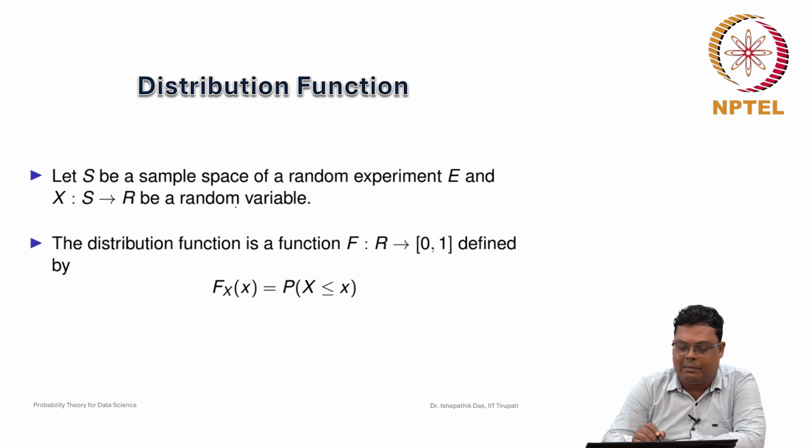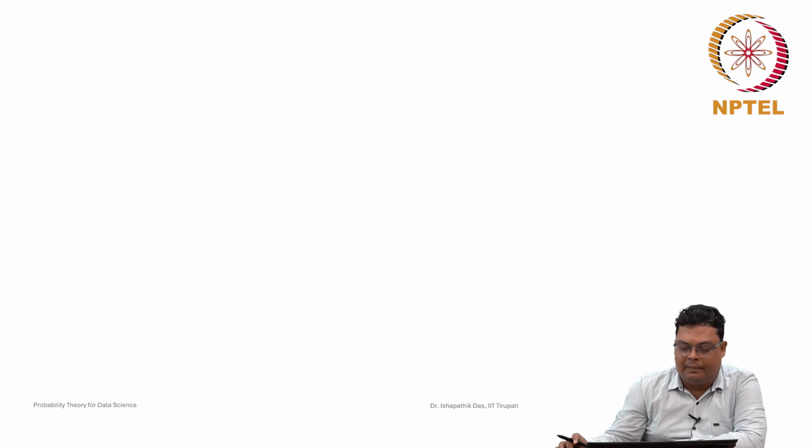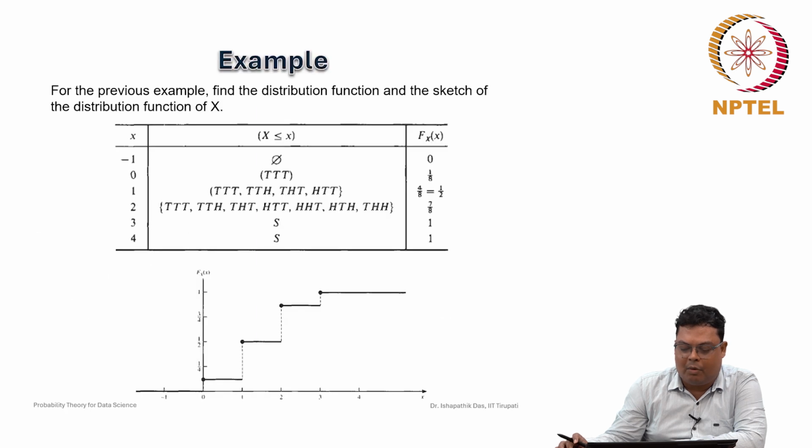Let S be the sample space of a random experiment E, and X: S to R be a random variable. The distribution function, or cumulative distribution function, is a function F: R to [0, 1] defined by F(x) equal to the probability that X is less than or equal to x, for any real number x. So let us discuss one example, and then we will discuss some properties.